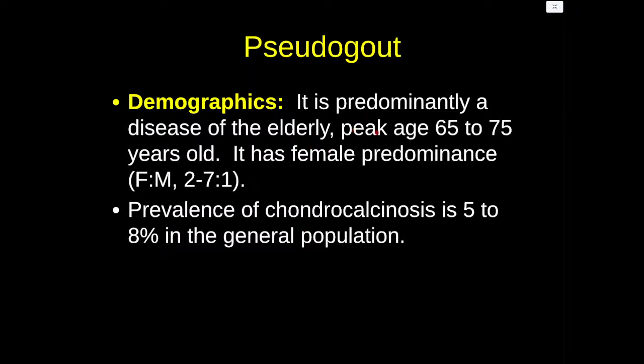About demographics, it is predominantly a disease of elderly patients. The peak age is between 65 and 75 years old, and there is a female predominance, female to male about 2 to 7 by 1. So females are much more affected than men. The prevalence of chondrocalcinosis is 5 to 8% in the general population without symptoms.